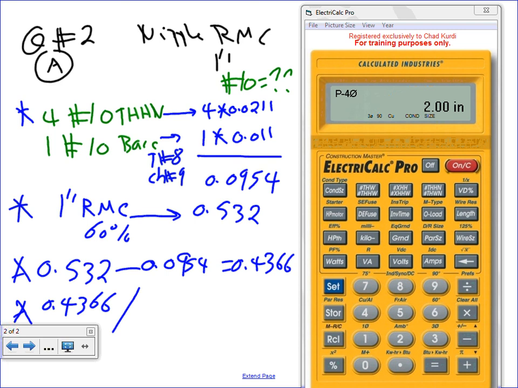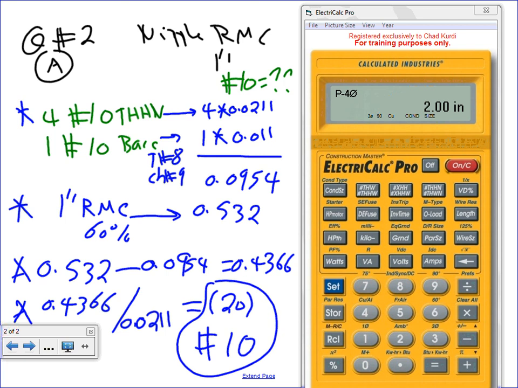The last step is to take 0.4366 and divide it by the cross-section area of number 10, which is 0.0211, and I came up with 20 conductors number 10. Any question, guys, about that? Anybody come up with something different than 20 conductors number 10? Oh, by the way, this is for version B.